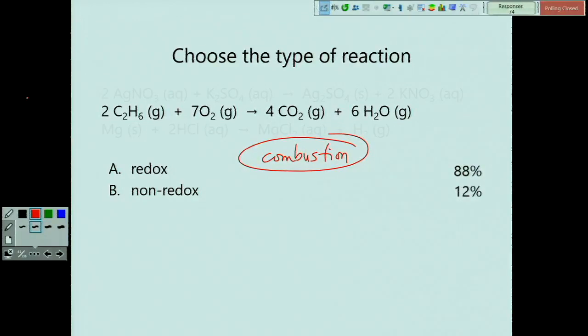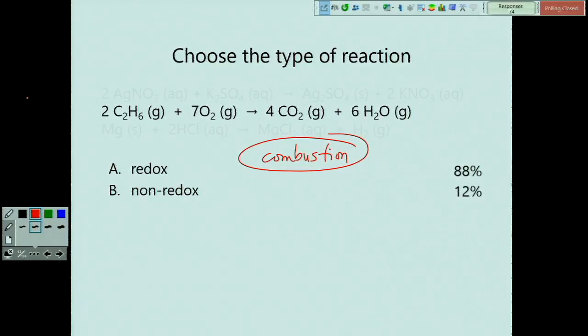So carbon became oxidized. How do I know that? Because it went from being bound to hydrogen and now it's exclusively bound to oxygen in the form of CO2. Something must have gotten reduced. Well, what was reduced? The oxygen was reduced. It went from being O2 element to being combined with hydrogen. Notice how the oxygen gained hydrogen, right? It became reduced in the process.